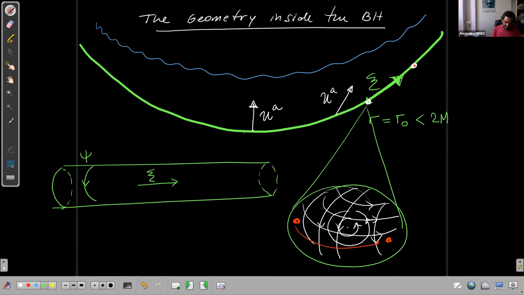Now, I want to prove the following statement. I mean, you can prove it carefully yourself. As you evolve towards the singularity by jumping from one R equal constant surface to another R equal constant surface with smaller radius, so when you go from here to here, as you approach the singularity, then something very interesting happens, which has some important physical consequences that we will discuss later.